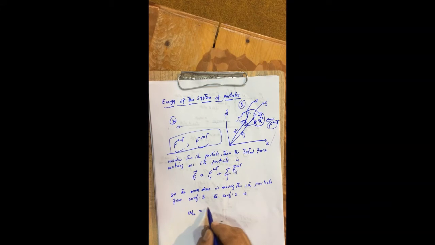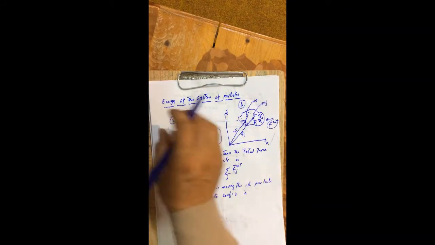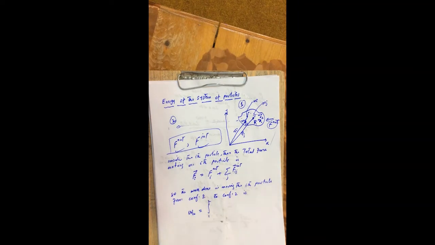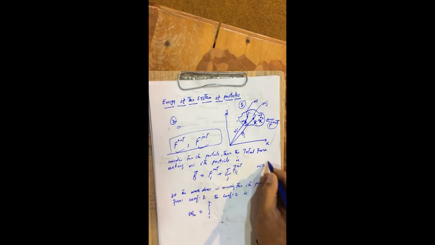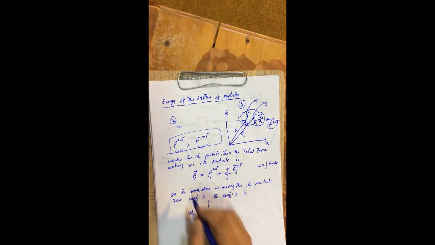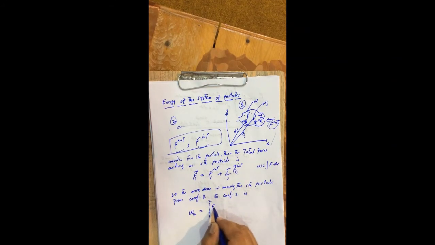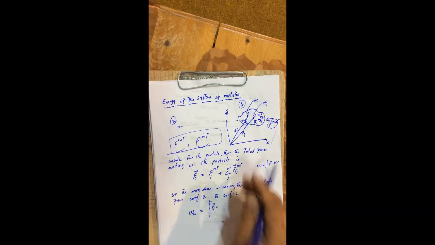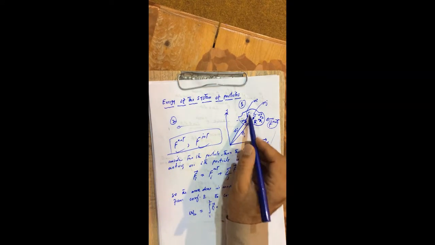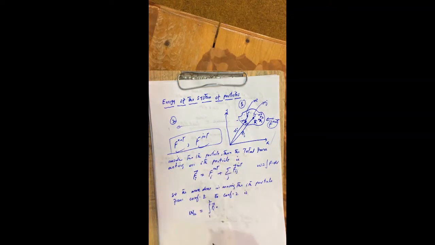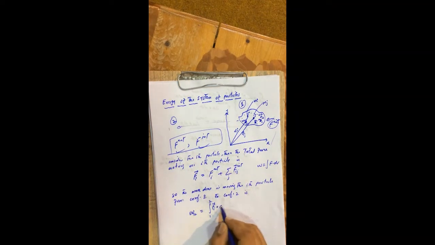is equal to the integral, the limits of the integral being from configuration 1 to configuration 2, and we know that work done is basically equal to the integral of F dot dr. Here the force is the total force acting on the ith particle, dot the distance traveled from configuration 1 to configuration 2, which is represented by dri.